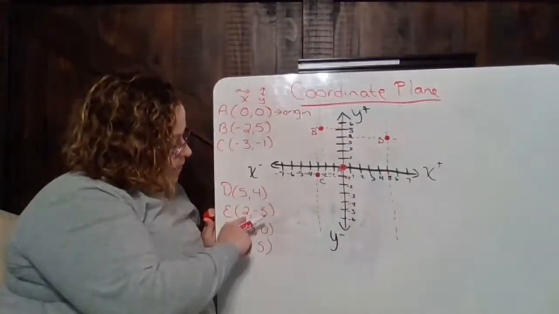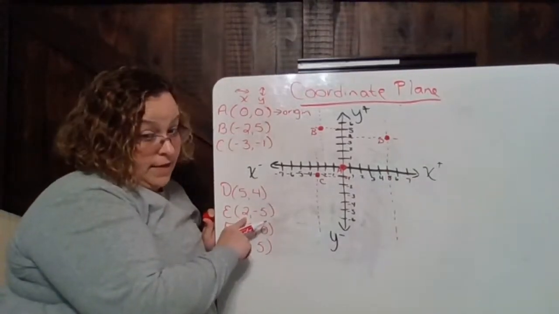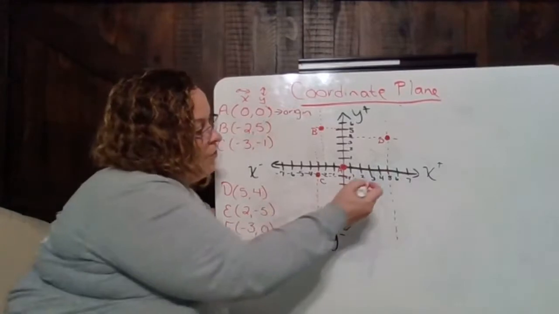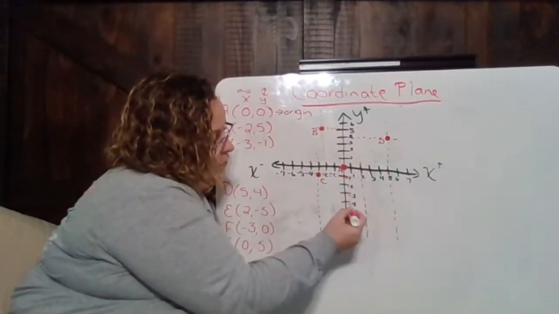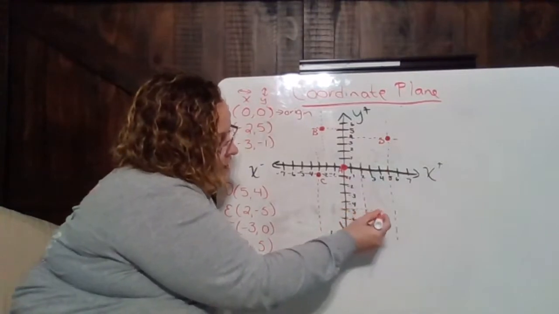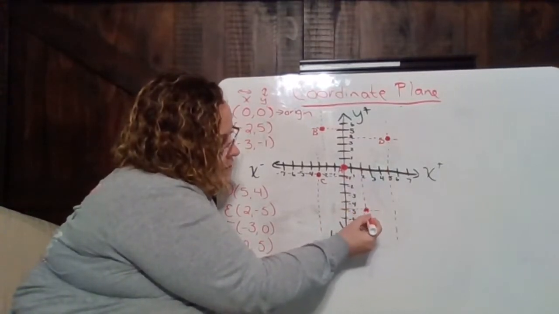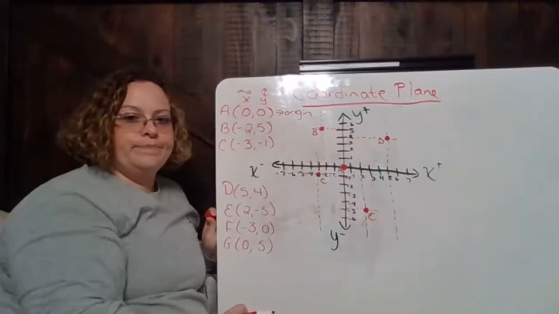Now E is +2 for the X and a -5 for the Y. So here's my 2 and here's my -5. So right there is my E.